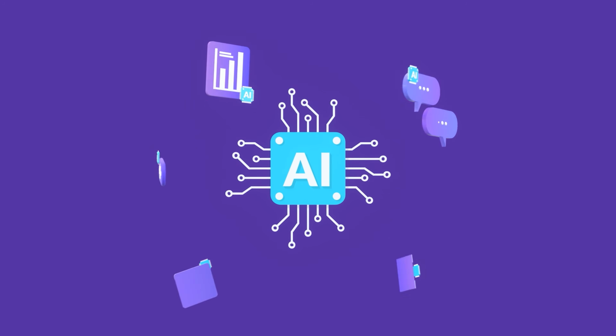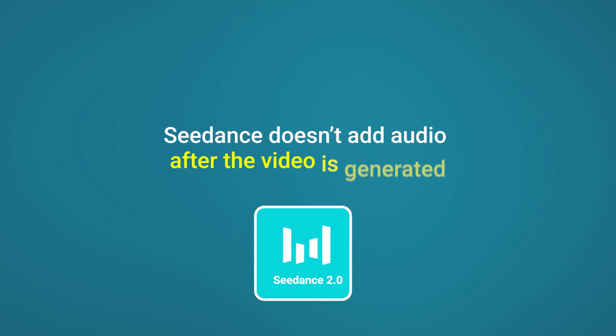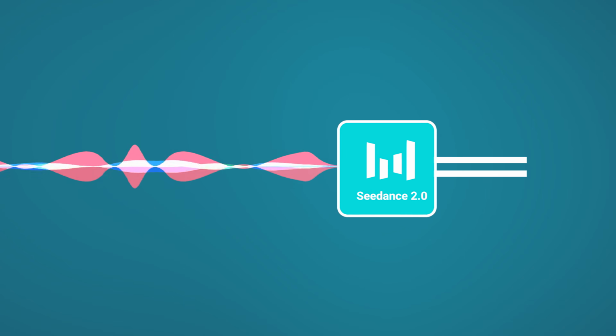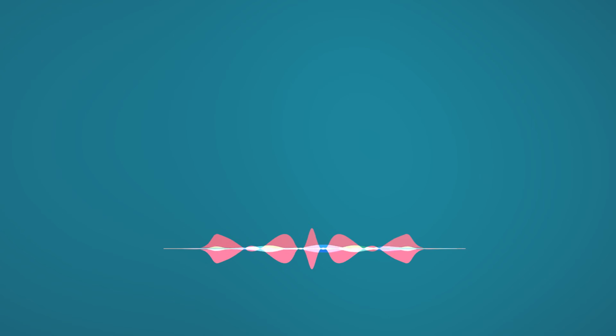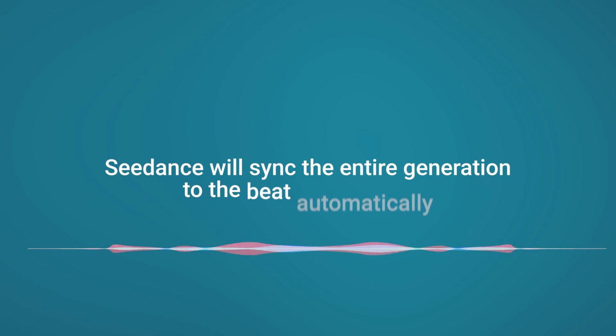Because unlike every other AI video tool out there, Seedance doesn't add audio after the video is generated. It processes sound and video at the same time in a single pass, which means you can upload your track and Seedance will sync the entire generation to the beat automatically.